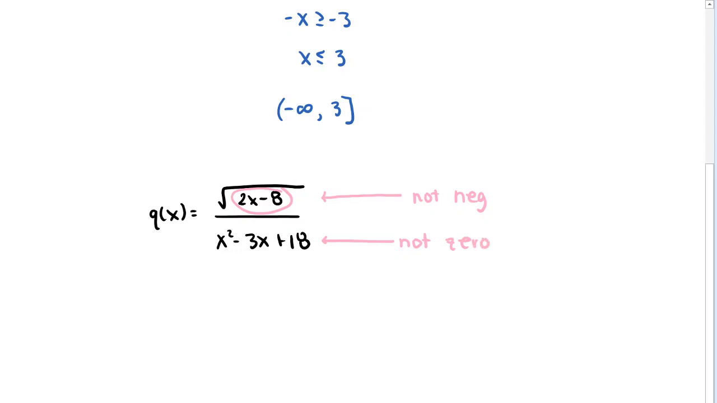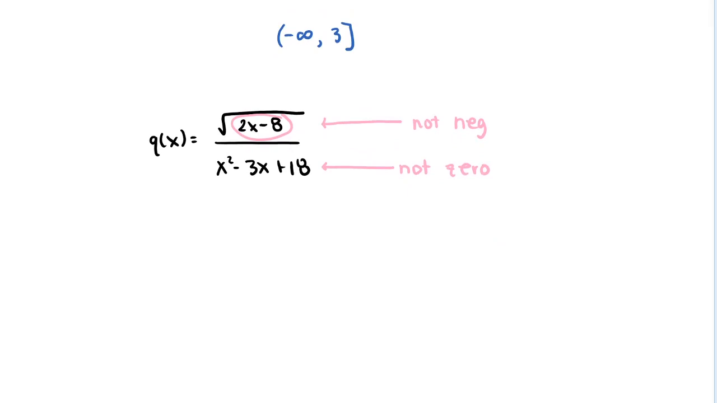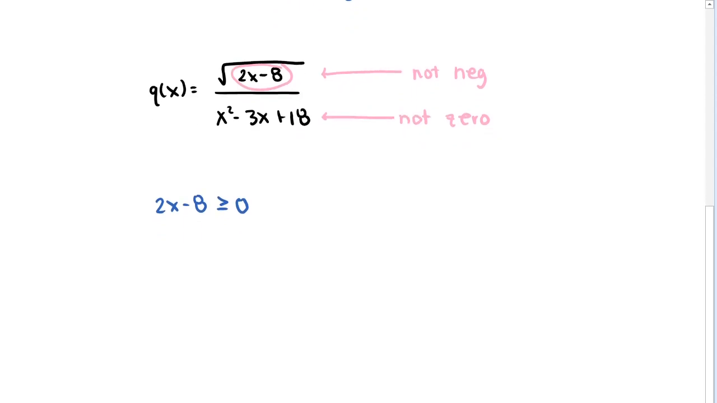Any such input that satisfies both of these conditions will lead to a reasonable output and should be included in the domain. So here we get something in our domain if 2x minus 8 is not negative, which means it's greater than or equal to 0. Solving this inequality, we get 2x is greater than or equal to 8, or x is greater than or equal to 4. So that's the condition that we must not have a negative value underneath the square root. And then we have another condition here.